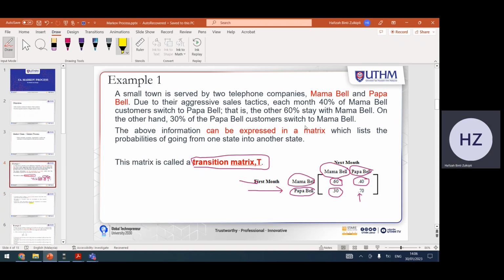Okay, so if the question gives you only one value for each row, you actually can find another value by subtracting the given value from 1. 1 minus 0.6, you get 0.4. 1 minus 0.7, you get 0.3.